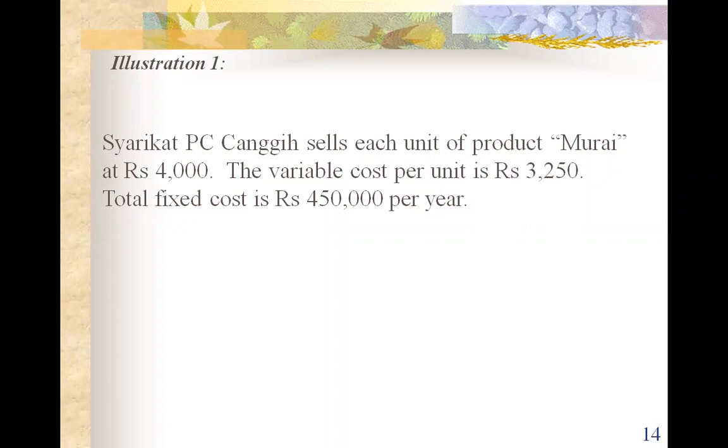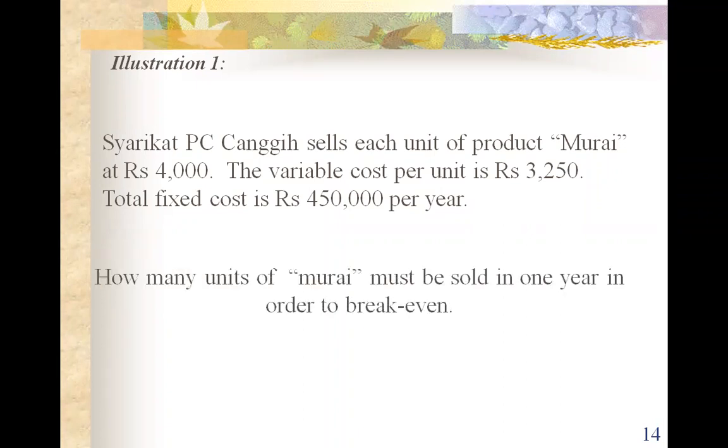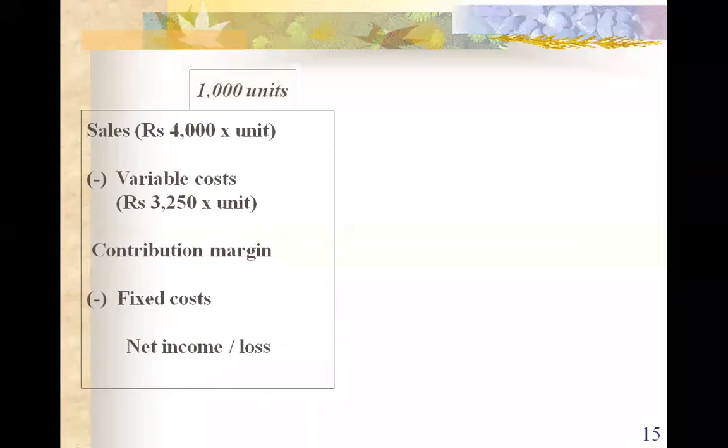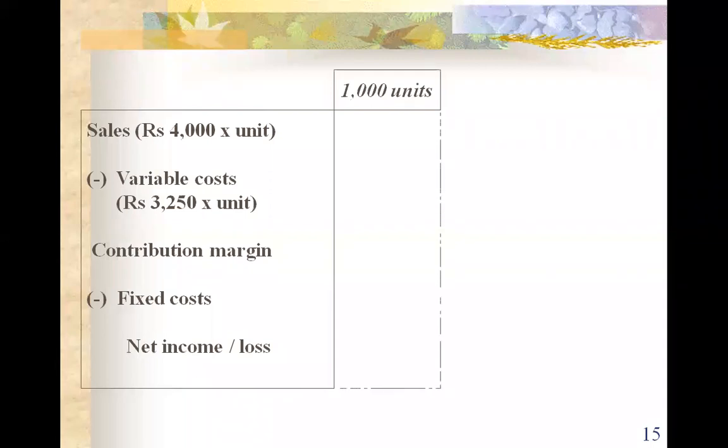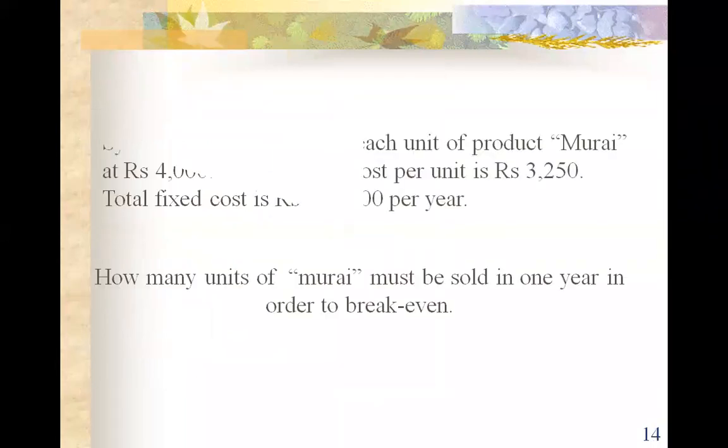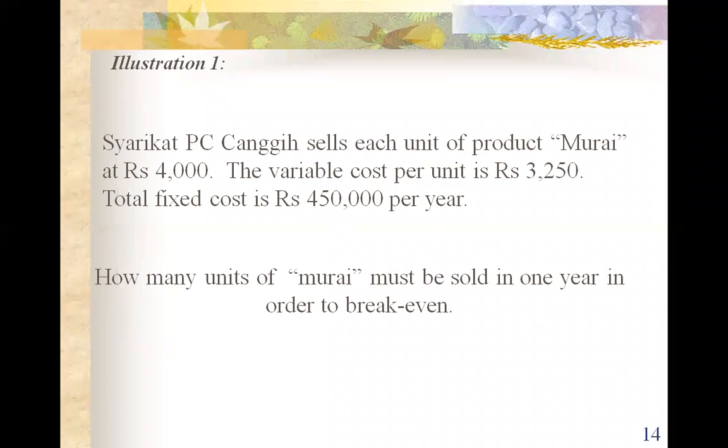So total fixed cost is 4,50,000. Now we'll talk about the break-even point formula. How many Murari or how many units must be sold in 1 year in order to break even? So the break-even formula is fixed cost divided by contribution margin. Fixed cost divided by contribution margin, that is what we call the break-even point formula.